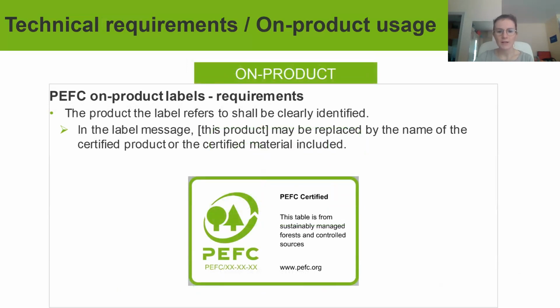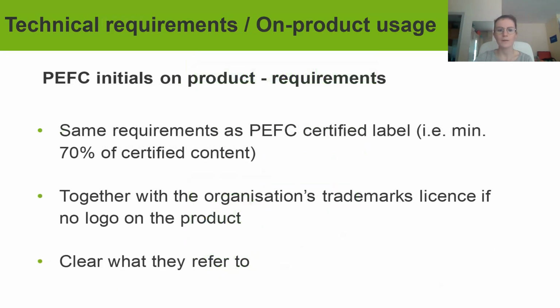As I've just explained, in the case where it's not clear what the label refers to, the name of the product can be added to the label message. Instead of "this product," it can refer to "this table" or "this toy is from sustainably managed forests."